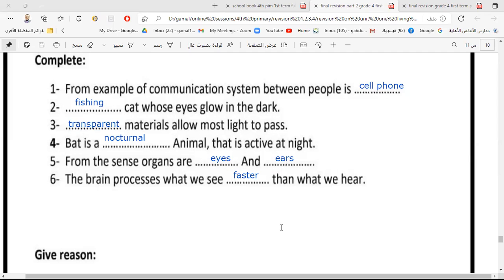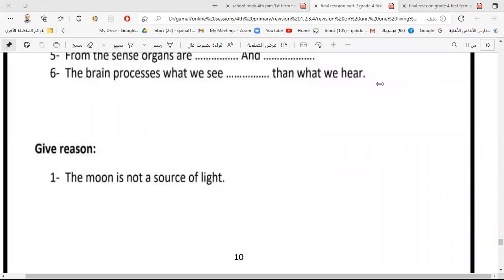Let's go to another hero. Let's go quickly to another student. I want all the students to share in answering, okay? Give reason. Now we have Hamza. Are you ready, Hamza? Yes, teacher.